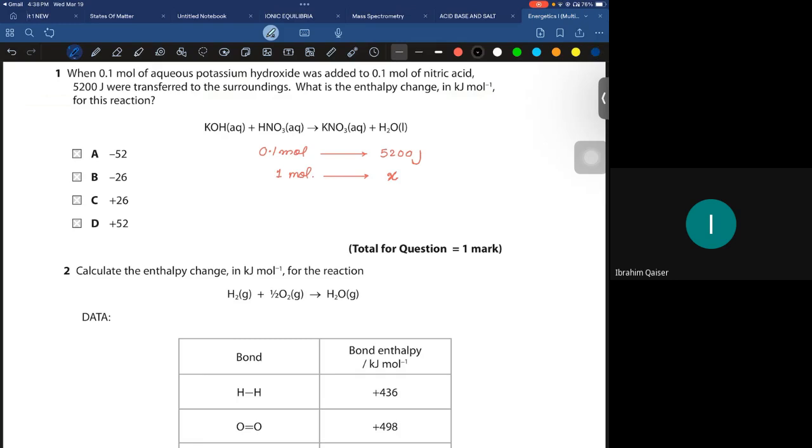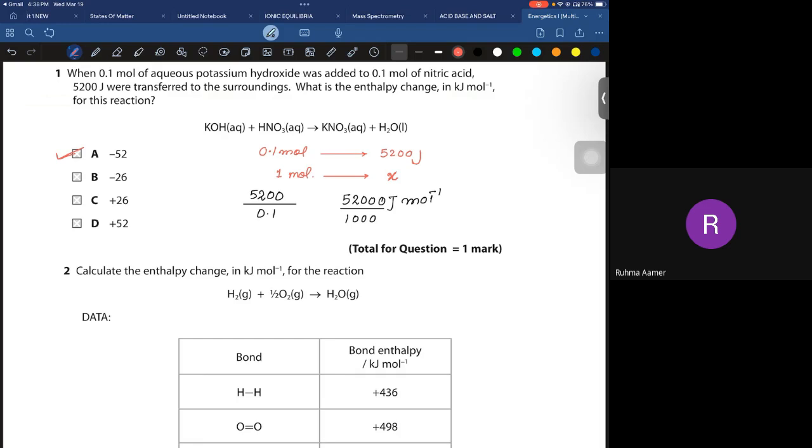So that would be 5200 divided by 0.1. What's the answer? Yes, 52,000 joules per mole. But they are asking in kilojoules per mole. So of course we have to convert the joules into kilojoules. That's the reason I'm going to divide it by 1000 and I would be getting minus 52.